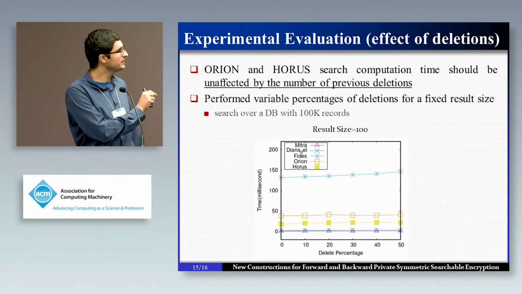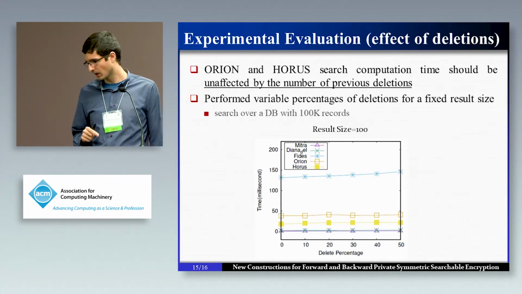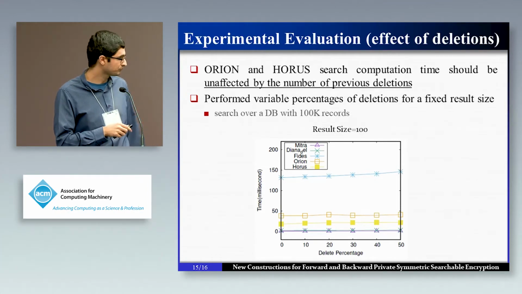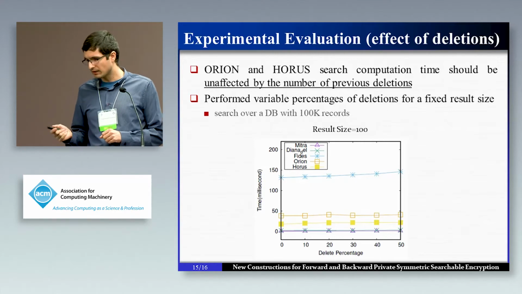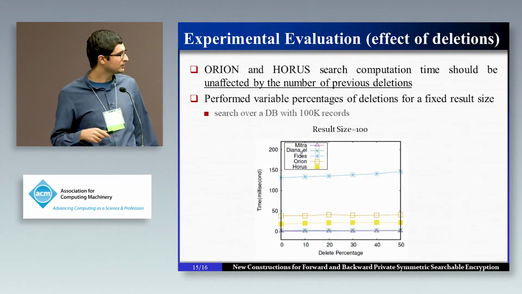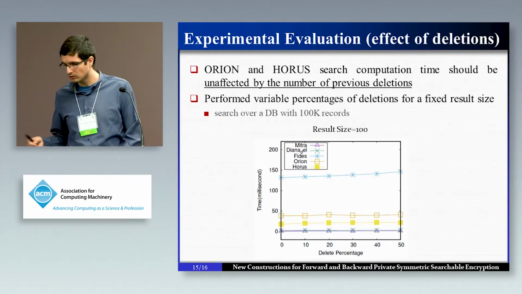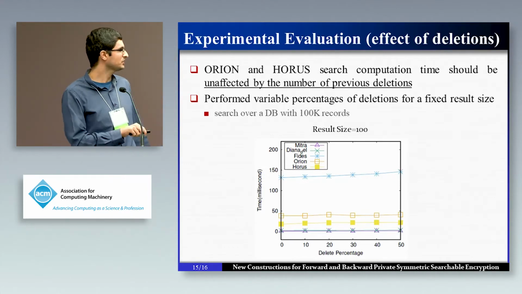As you can see, the Fides computation time is increasing, while ORION and Horus computation time is constant. MITRA and Dianadel grow too, but they are not visible here. As a final point, this result is encouraging to have schemes with such a property, because it is constant here.